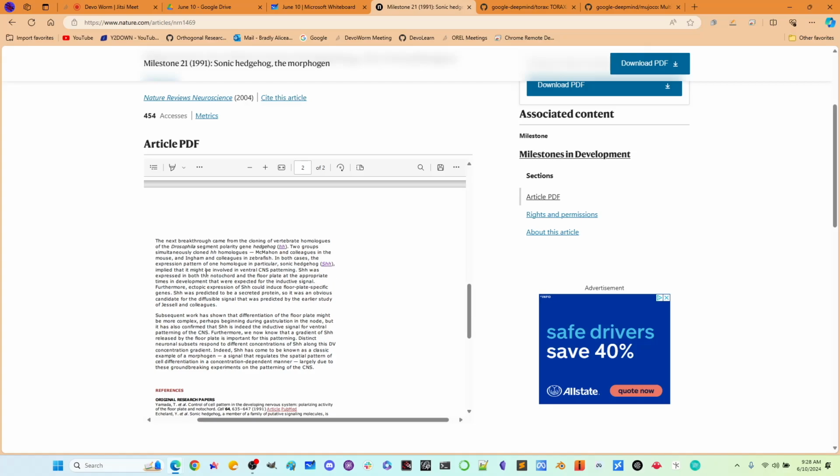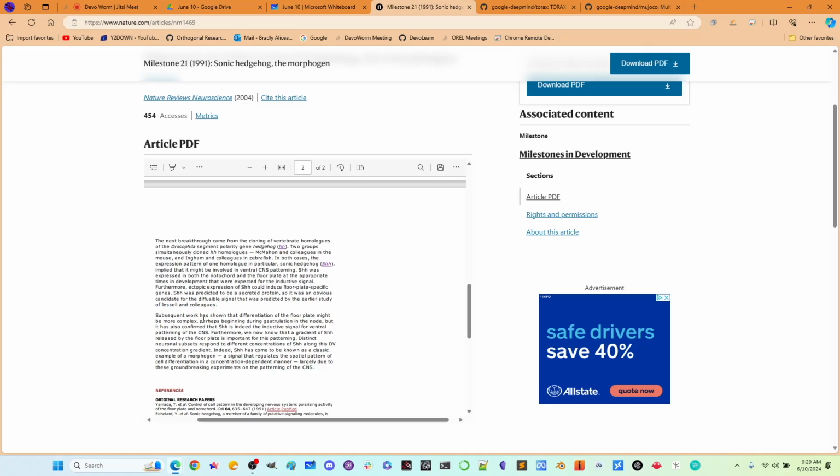SHH, or sonic hedgehog, was expressed in both the notochord and the floor plate at the appropriate times in development that were expected for the inductive signal, so they assumed that this was the mechanism. Furthermore, ectopic expression of SHH could induce floor plate specific genes. Sonic hedgehog was predicted to be a secreted protein, so it was an obvious candidate for the diffusible signal that was predicted earlier in the studies of zebrafish.